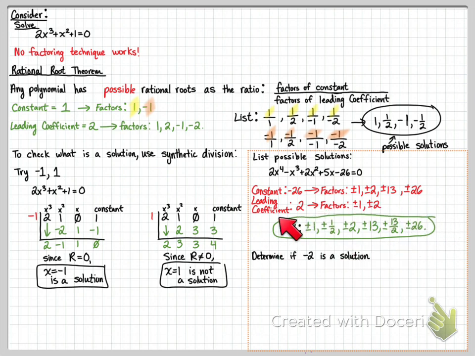Now, we would hate to have to check all of these, right? And there's going to be 4 solutions here. We would hate to have to check all of these. So in this case, it just says determine if negative 2 is a solution. And negative 2 was one of our possible solutions. So we're going to use synthetic division here.